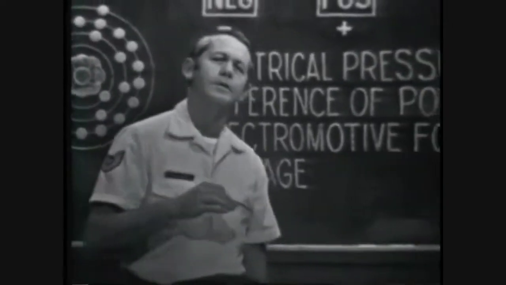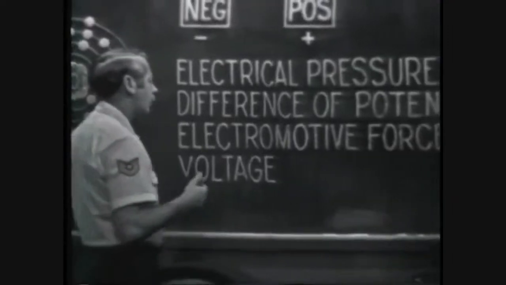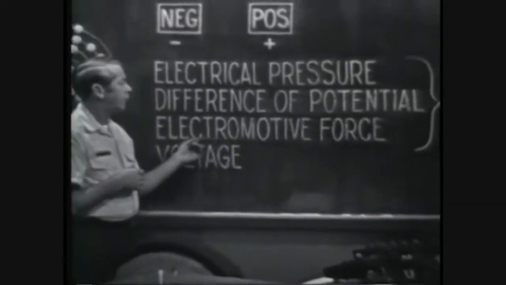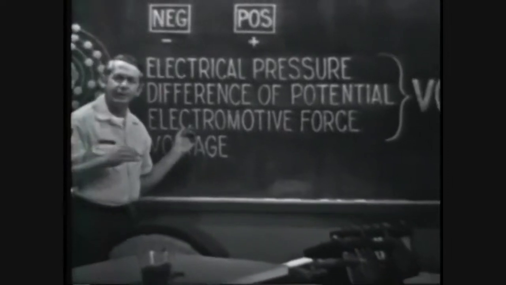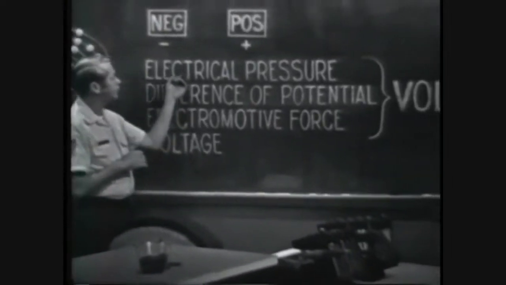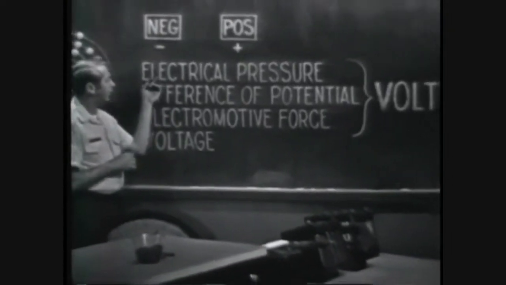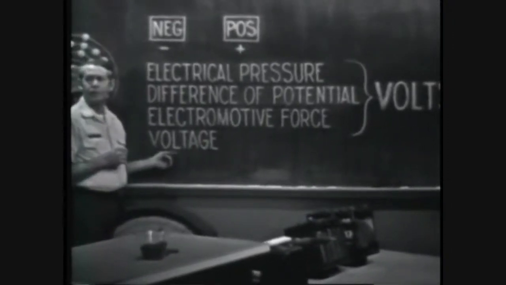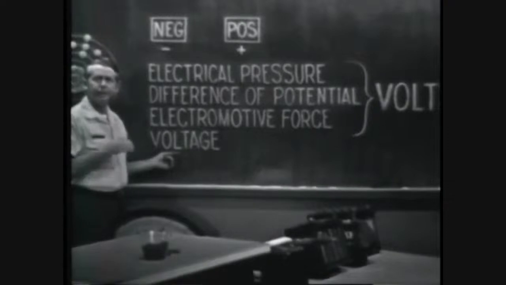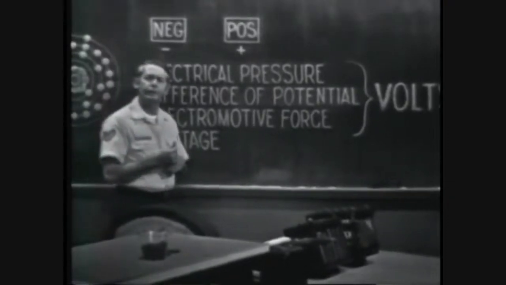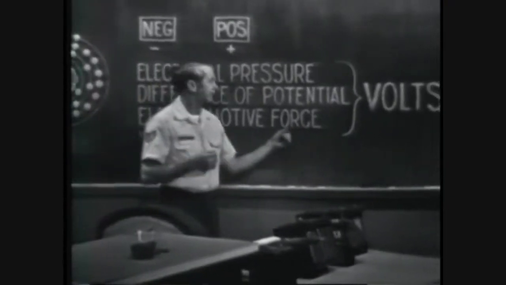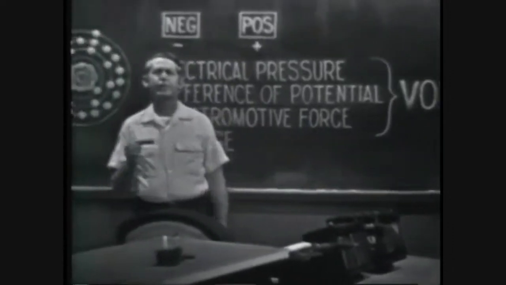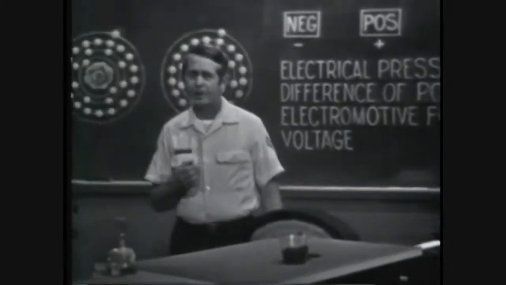Now, this force is called an electromotive force, or an EMF. It's electromotive because it motivates electrons to move. Other terms used to identify the force are electrical pressure, difference of potential, but you'll probably see this one used most often, voltage. Regardless of the term used to identify the force, the unit of measure is volts. I'm sure you've heard the expression, a 6-volt battery or 110-volt outlet.